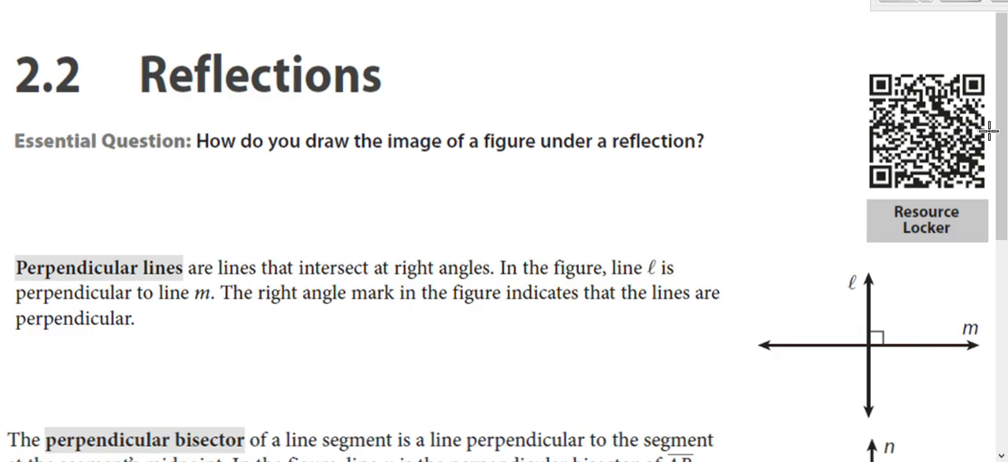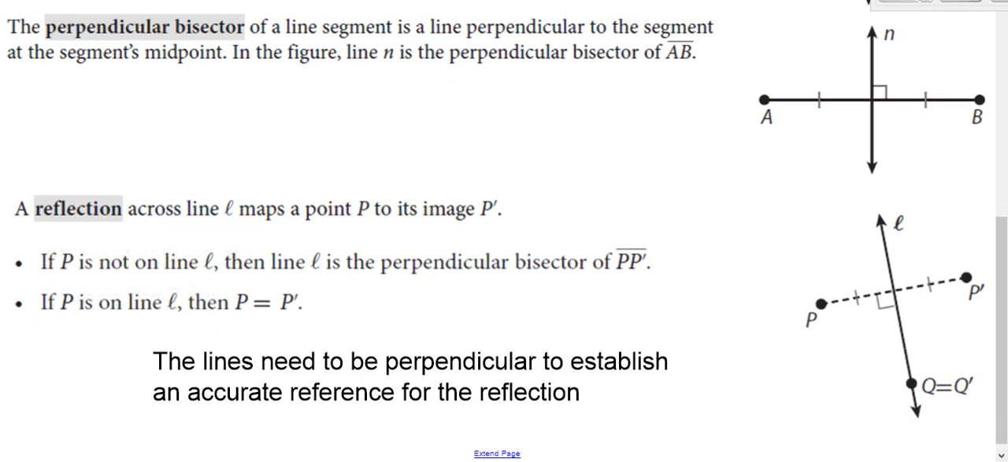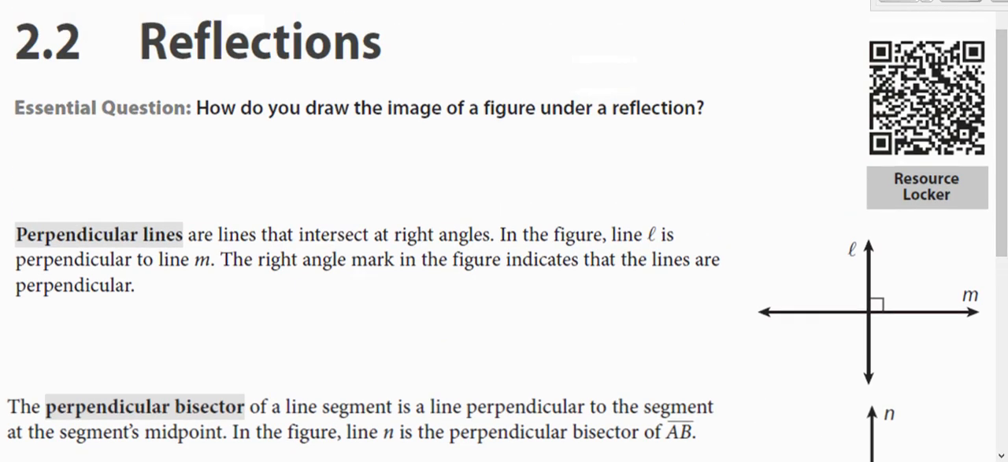So, perpendicular lines, first of all, they intersect at a right angle. That is very important because down here the very bottom line says, when you are reflecting, you need to reflect with a perpendicular line because that is your line of reference. Gives you your reference for the reflection. So we'll come back, we'll talk about that in a minute.